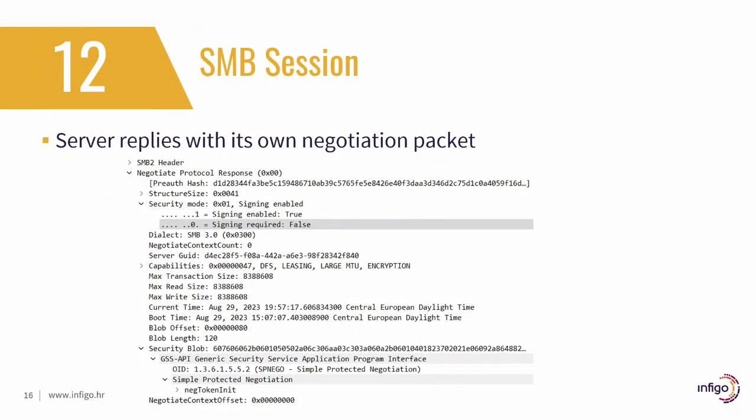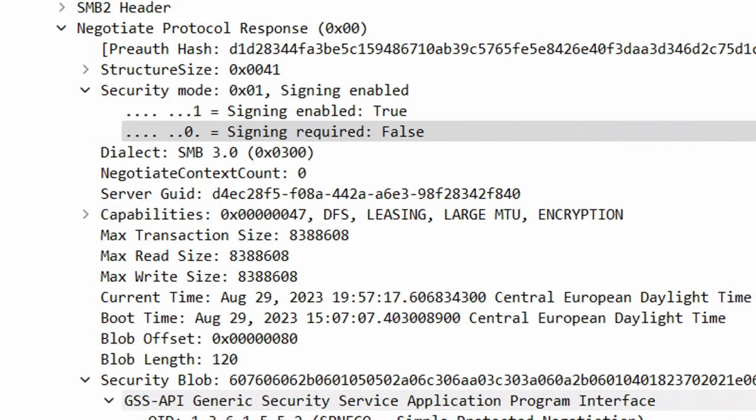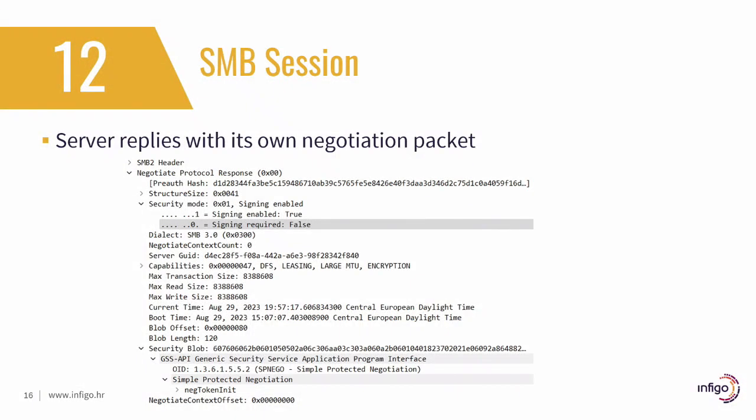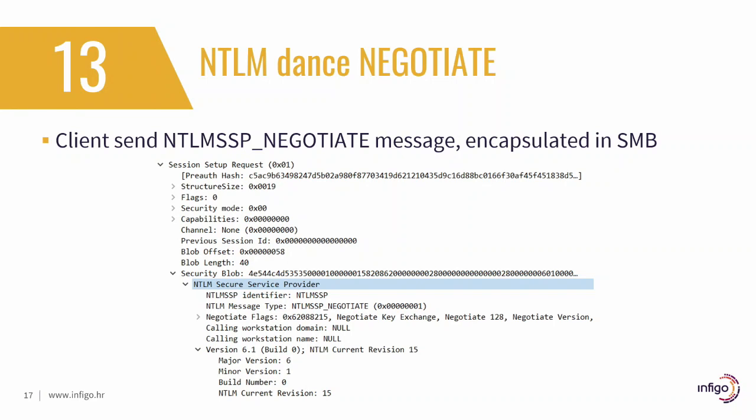This is what the server replies back. This is Windows Server, in this case Windows Server 2016 with the latest patches. Again, enabled true, required no. So at this point in time, we established an SMB session. Now comes authentication. So this is my client. It sends a negotiate message. There's nothing here that's interesting.